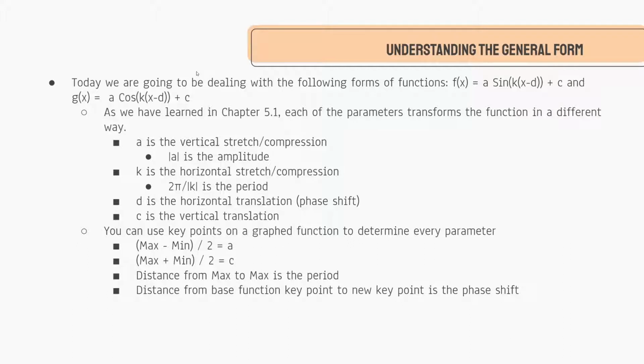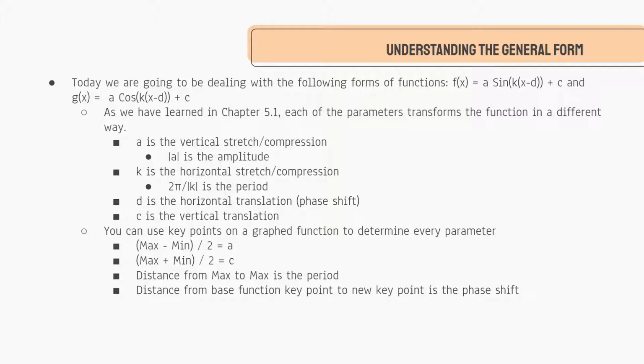So today we'll be dealing with the following forms: f of x is equal to this and g of x is equal to this. You should remember these two forms from last year as you have learned how to graph both of these. So essentially, we're going to be doing a continuation of chapter 5.1, which had single transformations on them, but this chapter focuses on a combination of all four.